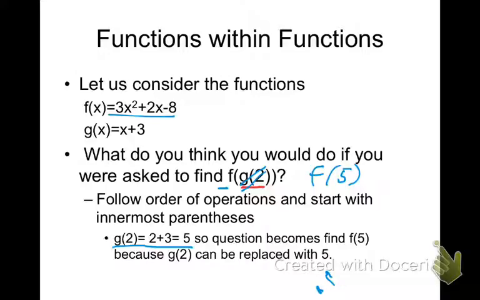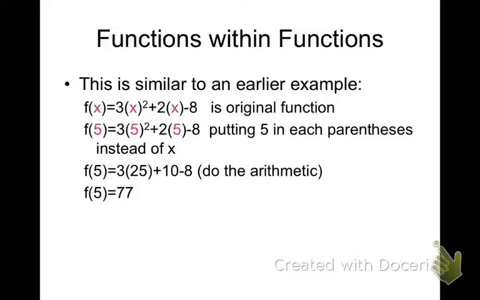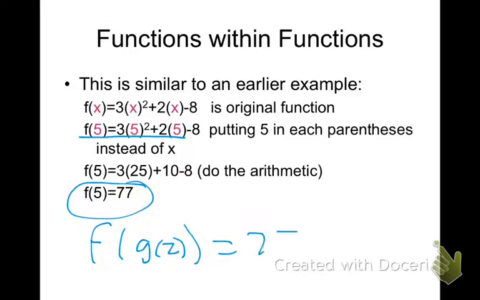So you take it a step at a time. Find the inner function. When you have a number, this is a very mechanical process. Find the value of the innermost function and then plug that in for the variable in the outer function. So here's what I get when I find f of 5. Put 5 in each parenthesis. So the answer to f of g of 2 is 7, not a 2, sorry. When you have all numbers in these problems, you get a number for an answer.